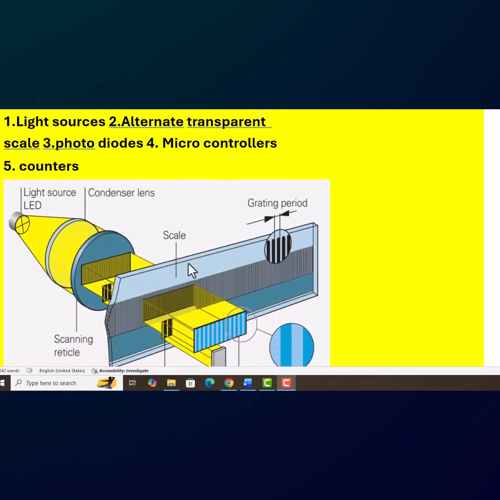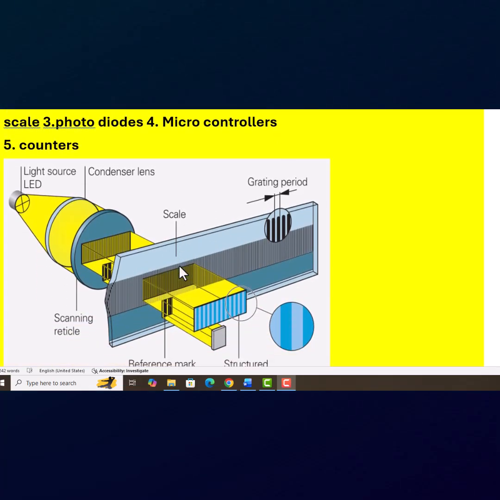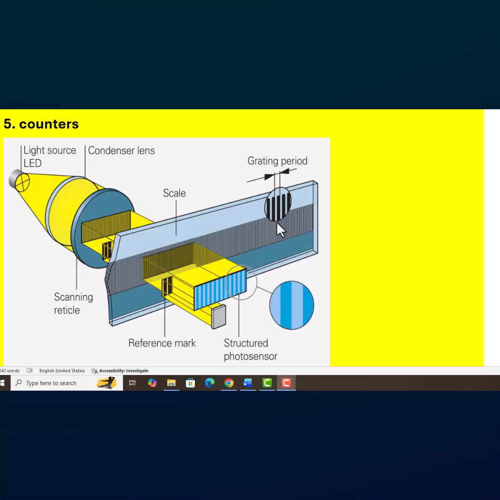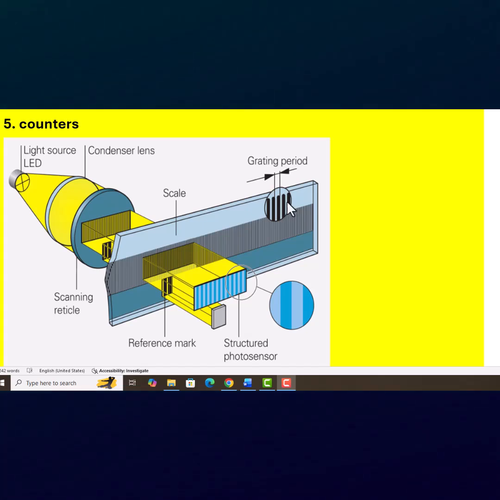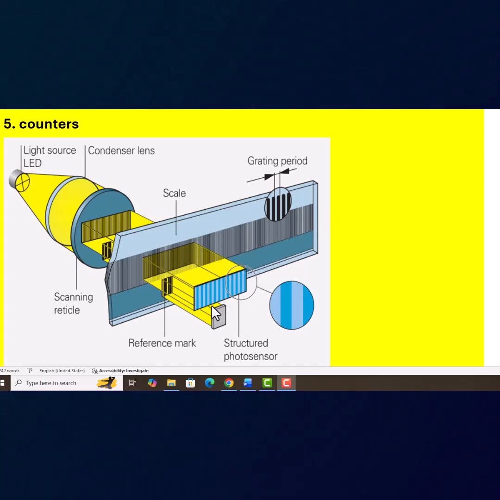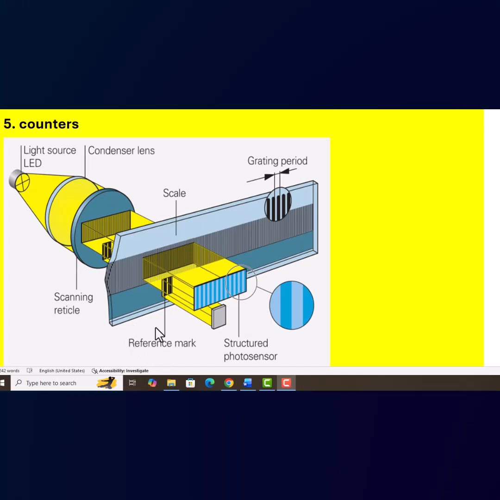The general diagram of this linear incremental encoder looks like this. This is the transparent scale, alternate transparent scale. There are dark strips, there are transparent strips. Their width will be the same, and this is the scale. And here there is a set of photodiodes called phase A diodes. Similarly, another set of photodiodes can be kept. We call them phase B.